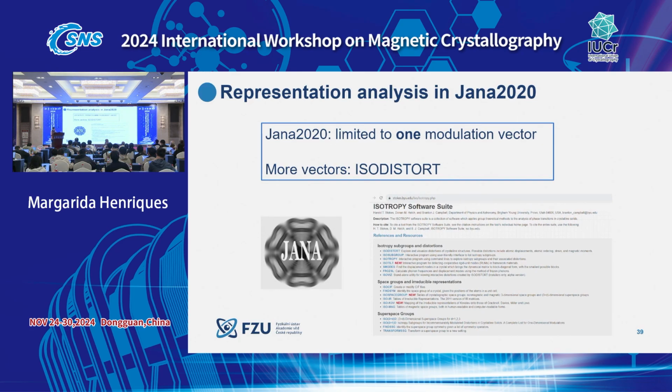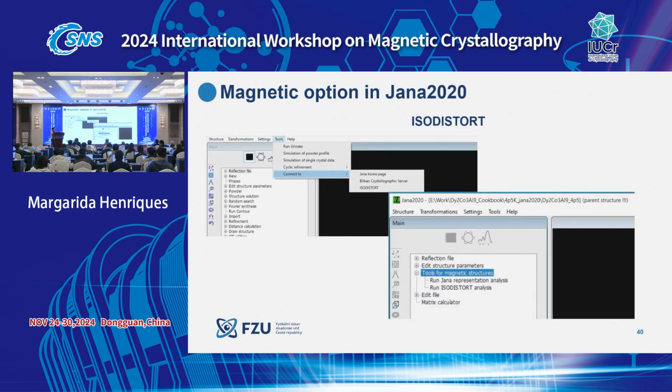So representation analysis in Jana is limited for now. For more than one modulation vector, we rely on ISODISTORT, which can be called directly from Jana, and then the selected models are displayed, and we can refine them. So Jana can connect to ISODISTORT directly from the tools. Or Jana can prepare CIF files to export to ISODISTORT and then import the resulting MCIF files to test against your data. We will not show this here today, but in the cookbook there is an example for the communication between Jana and ISODISTORT.